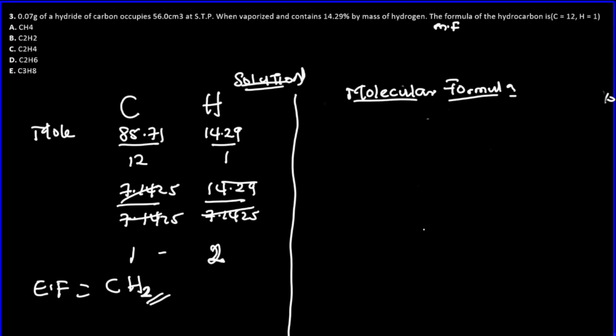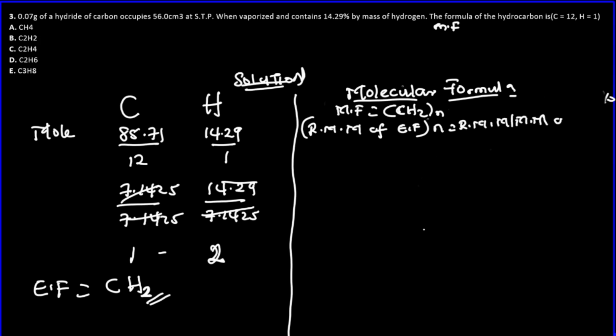So remember, to find the molecular formula, the empirical formula is CH2, times n. Now, to find the n, we say the relative molecular mass of the empirical formula times n equals the relative molecular mass or molar mass of the compound, right? We know CH2, so we can easily find the relative molecular mass of the empirical formula.